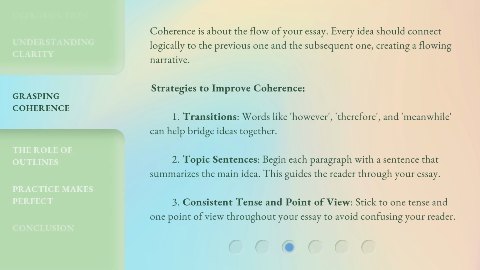Coherence is about the flow of your essay. Every idea should connect logically to the previous one and the subsequent one, creating a flowing narrative. Strategies to improve coherence. 1. Transitions. Words like, however, therefore, and meanwhile can help bridge ideas together.